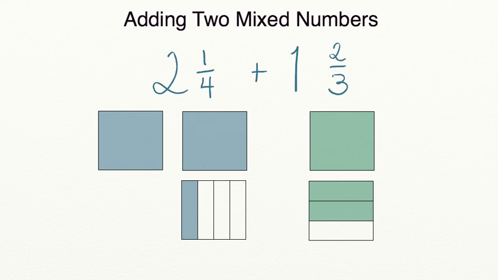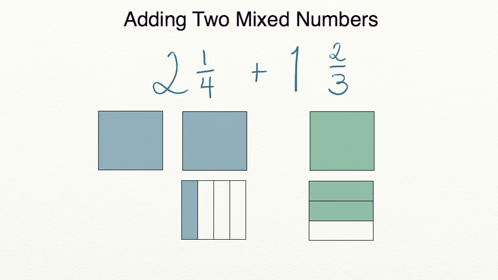So how do we approach this problem? We have different size pieces in fourths and in thirds. Well, in order to solve this problem, we need to rename our fractions so that they have common denominators. That means we need to change these fractions so that the pieces are all the same size. So how can we do that?